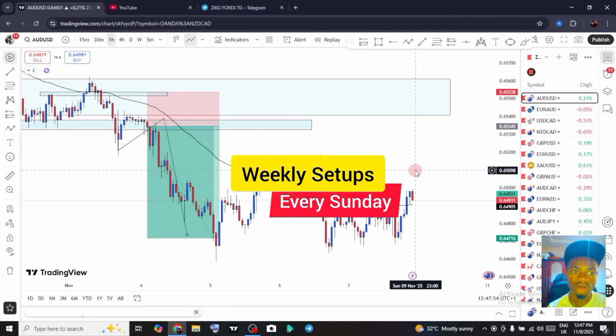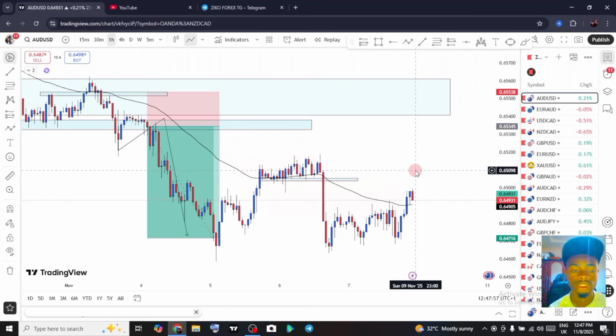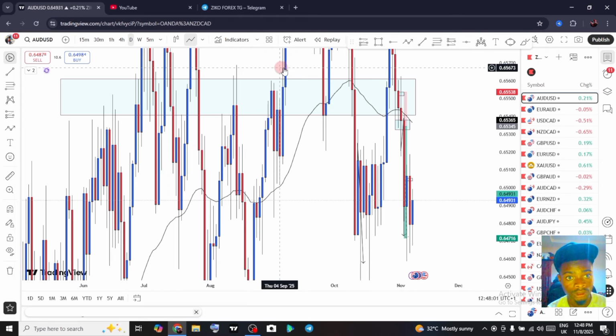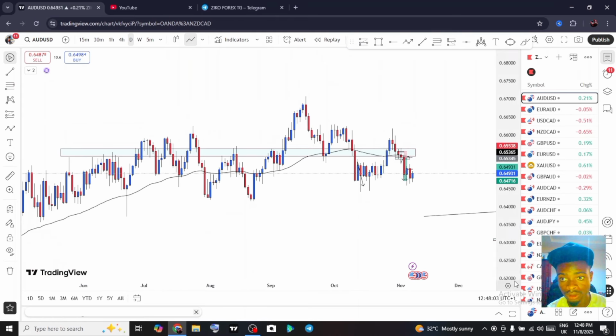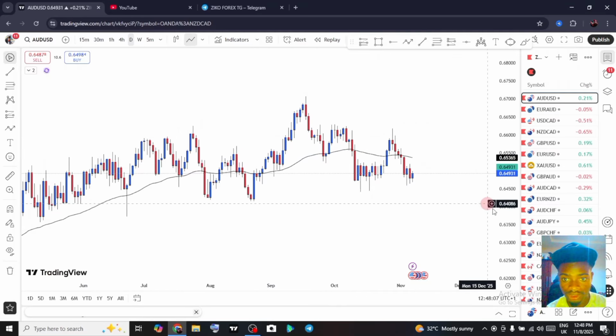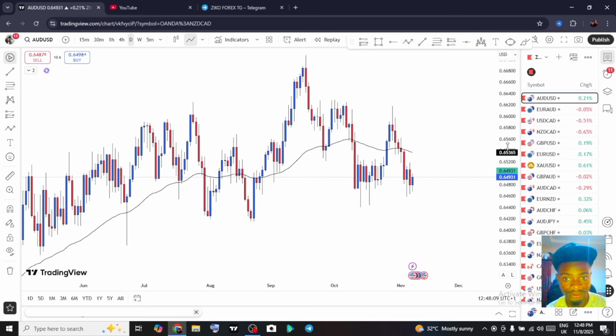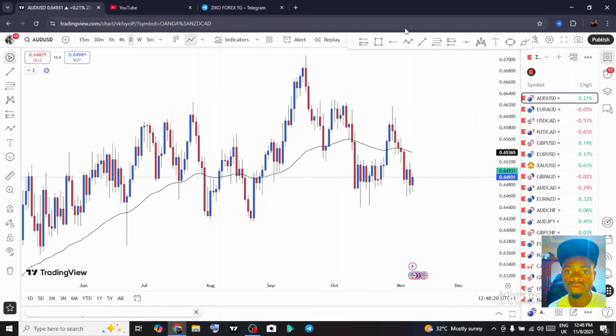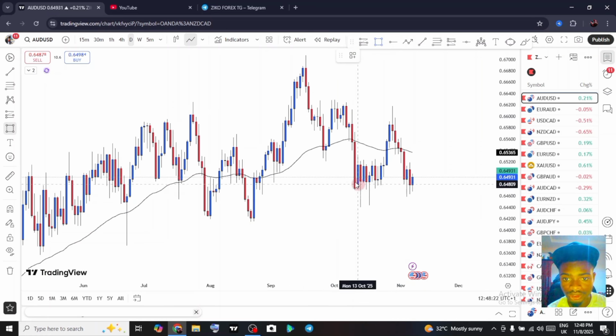Let us analyze the pairs that we are going to be looking for this new week. Right. So the very first pair, let's start, AUDUSD. Let's delete everything and see what we have. AUDUSD is currently bearish.